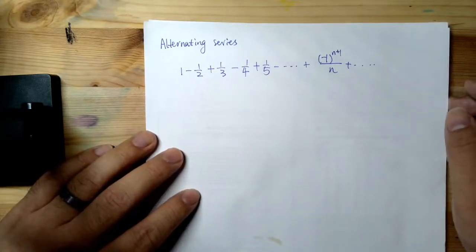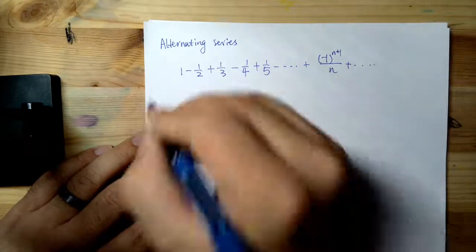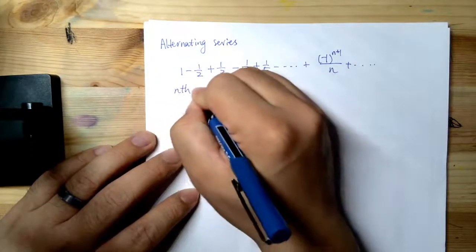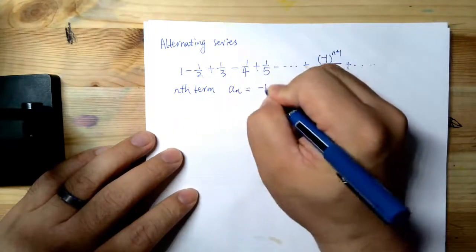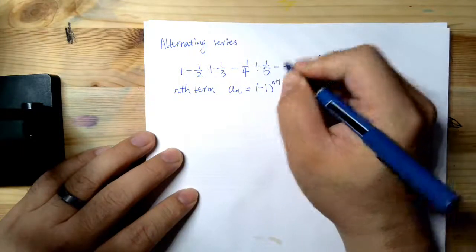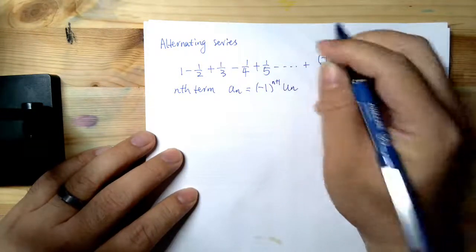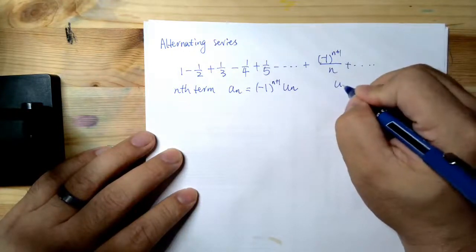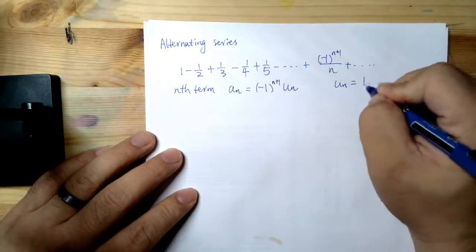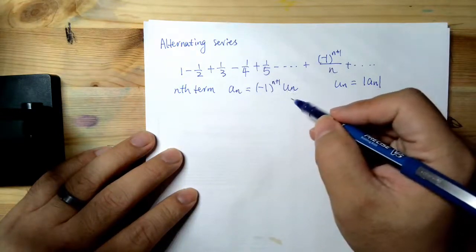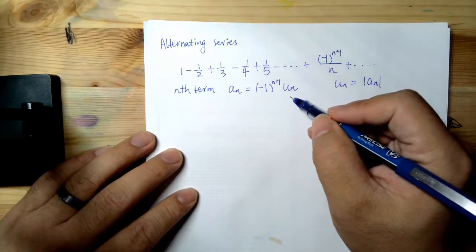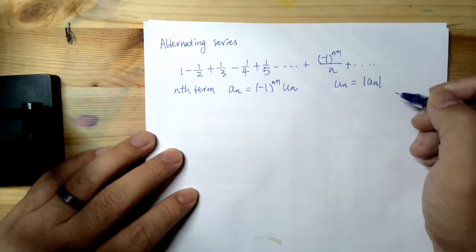And also, for the general alternating series representation, we would like to write the nth term a_n this way. Often it's (-1) to the power n plus 1, and then u_n, where this u_n, as you can see, is the absolute value of the nth term. In other words, this u_n is going to be non-negative. It must be greater than or equal to 0.